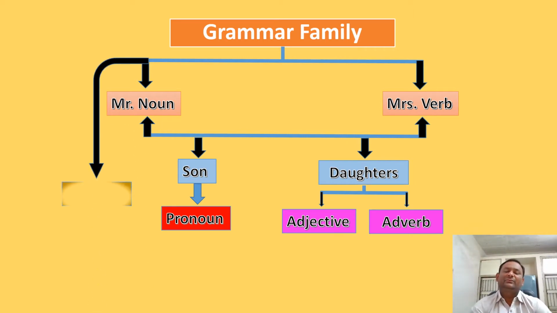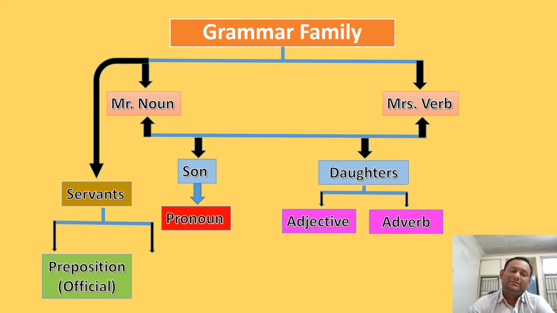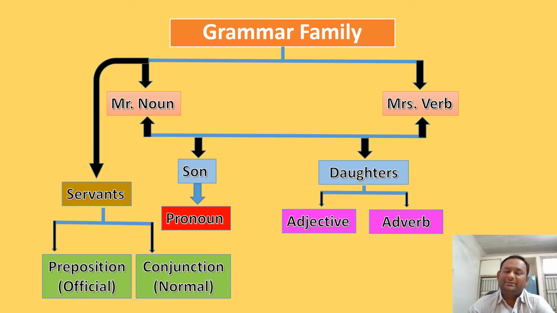Along with this, in the family, there were servants, but there are 2 kinds of servants. One was official servant and second was normal servant. Official servant was Preposition. They try to show time and place to the family members. While on the other hand, the normal servant means the Conjunctions. They try to join the family members.